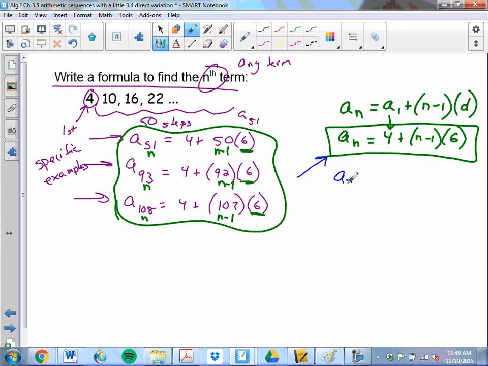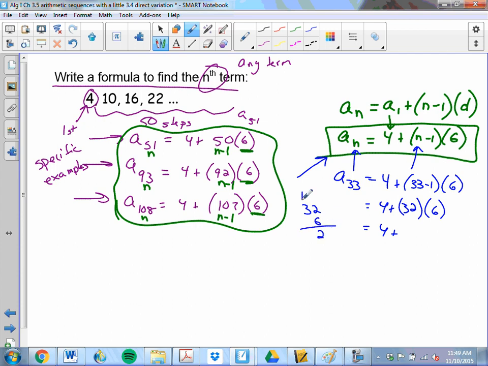Suppose I want to find the 33rd term. I plug a 33 in for n here, so I'm also going to plug a 33 in for n here. And I calculate. 32 times 6 is 192. The 33rd term is 196.